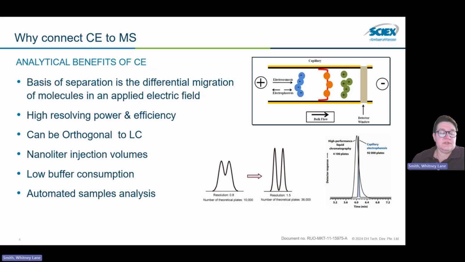When we talk about injection volumes, we're in the nanoliter. Our capillaries are typically less than 1 microliter in total volume. So we're injecting nanoliters, which means less sample requirement. We don't have as much buffer consumption as with LC, but we do have a lot of plastic waste. But you can do automated sample analysis because it's all contained in one system. So here's just an example of how you can see the comparison of a CE peak versus an HPLC peak.